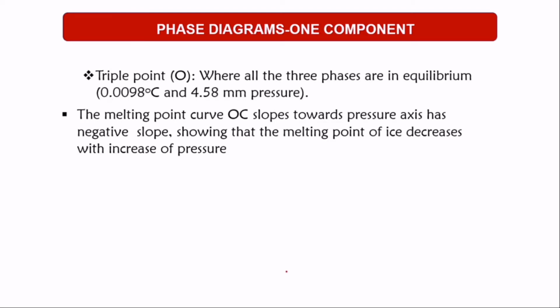Now look at the triple point where all three phases are in equilibrium. So at the triple point, you can have liquid, solid, and gas. The melting point curve OC slopes towards the pressure axis, has a negative slope. What does it mean? It shows that the melting point of ice decreases with increasing pressure. So when you increase the pressure, the melting point of the ice starts to decrease. You should note that it's very important.